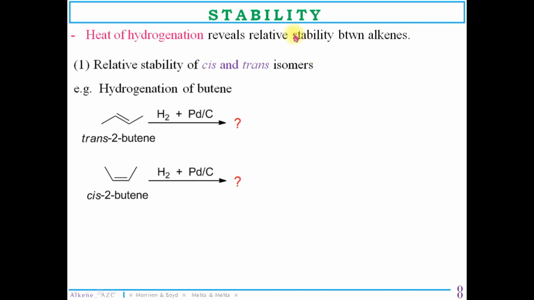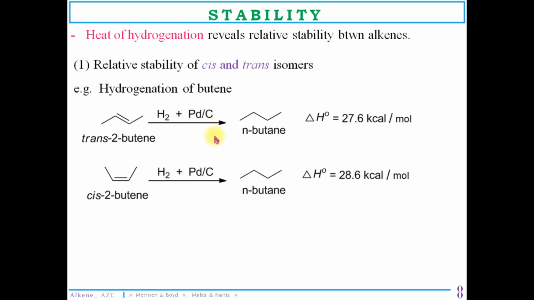Stability of alkene. For this we need to see heat of hydrogenation, which reveals relative stability between alkenes. First we will see the relative stability of cis and trans isomers. Examples with hydrogenation of butene. Trans 2-butene upon hydrogenation with hydrogen gas in the presence of palladium catalyst gives n-butane with a heat of hydrogenation of 27.6 kilocalories per mole.